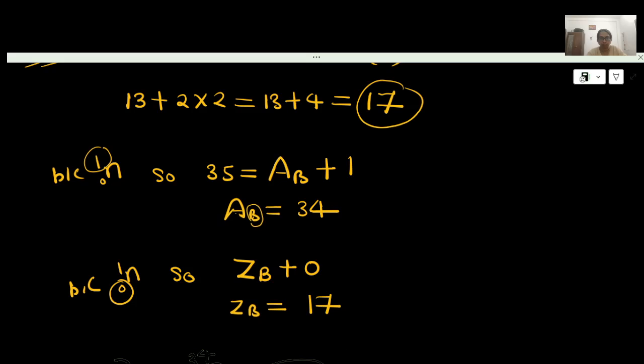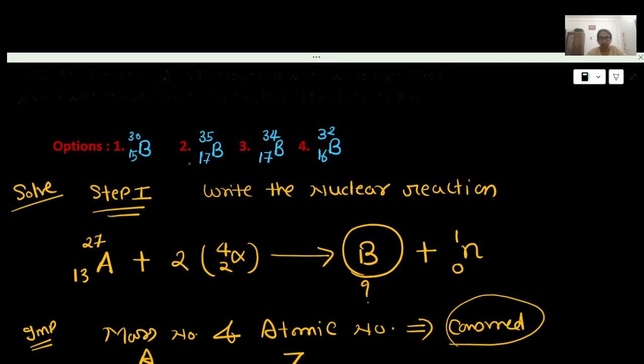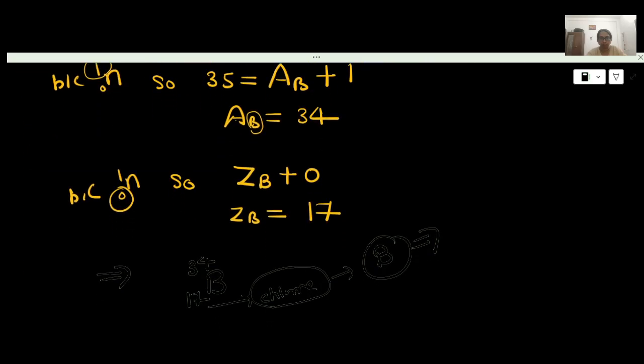But our question gives the answer in the form of B. So what will be the right answer? Now check the options: option A, option B, option C, option 3. The option third matches our answer. So option third is the correct answer. B has 34 mass number and 17 atomic number.